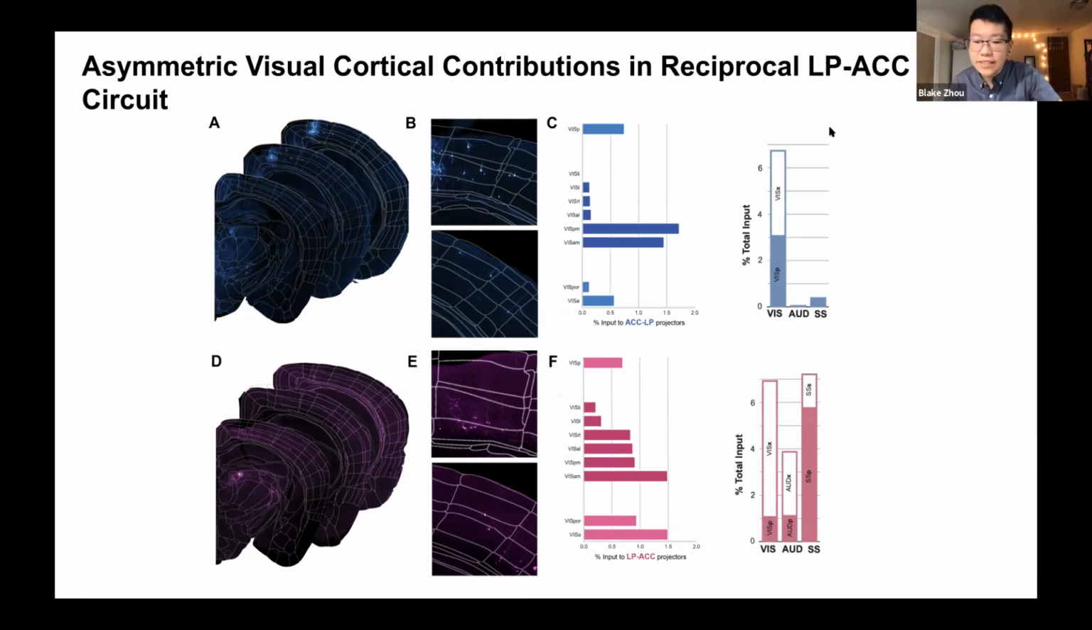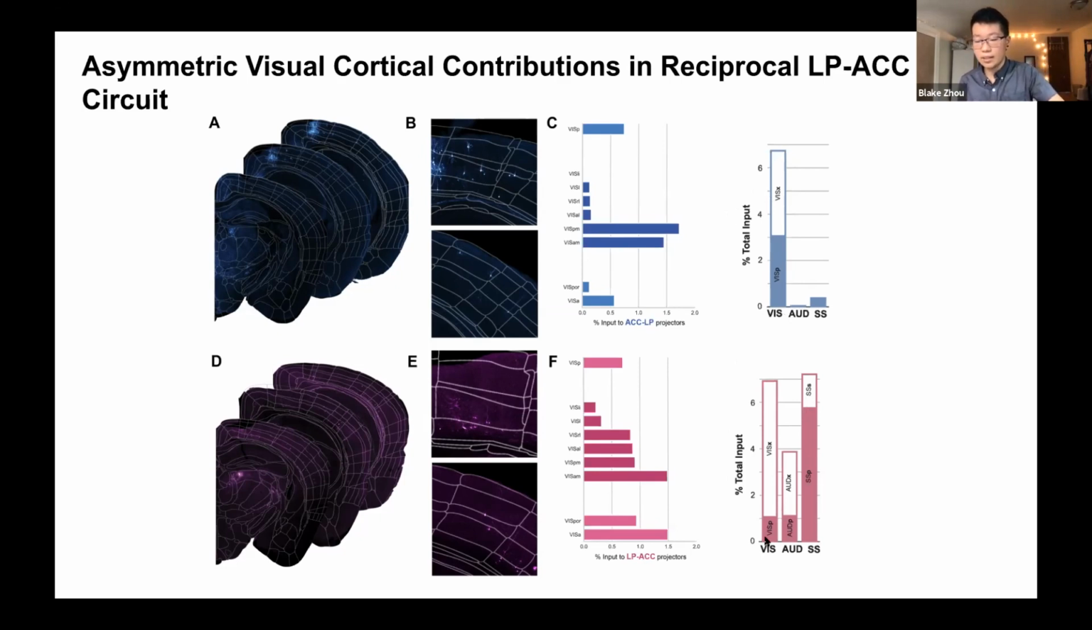So the difference in visual input between these two directions is further highlighted by the broader context of other sensory modalities in these projections. Visual input dominates ACC to LP sensory inputs, and this dominance emphasizes the relative contribution of these higher visual areas. In contrast, in the LP to ACC direction, there are multiple modalities contributing significant input, which kind of overshadows the visual input, because you can see that primary somatosensory input is much higher than primary visual input.